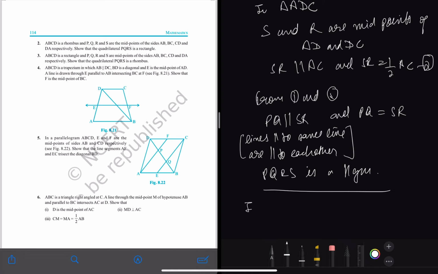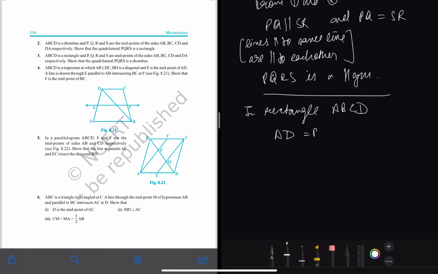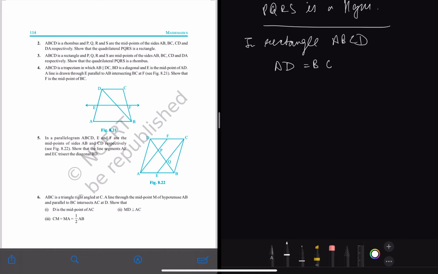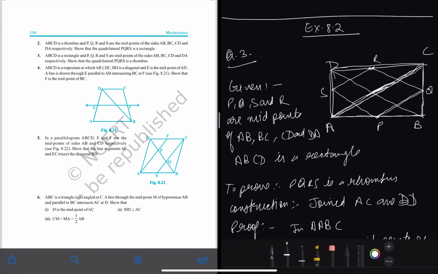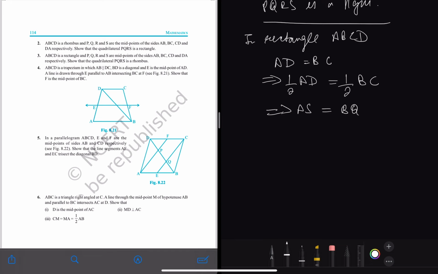Now consider the rectangle ABCD, which is the original rectangle that is given to you. You know that AD is equal to BC because of the opposite sides. So this implies that half of AD will be equal to half of BC, right? Then this again implies that half of AD is AS and half of BC is BQ. This is what we have shown here.